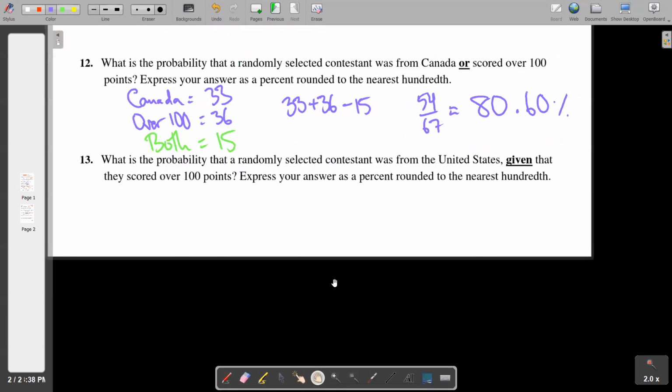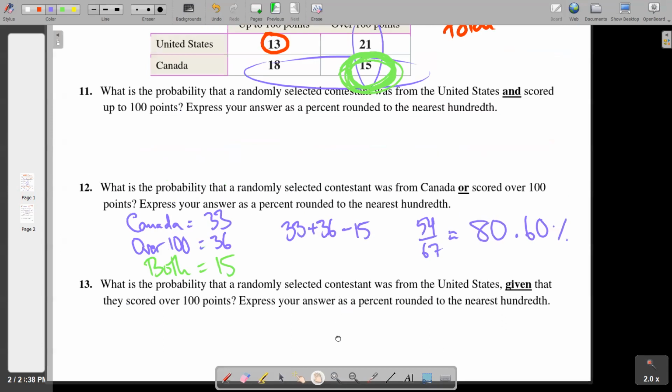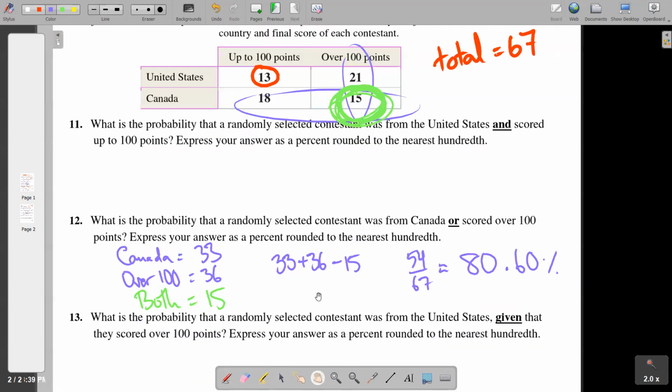And the final problem, and then we'll get out of here, is a given problem. So it says, given that they scored over 100, in fact, let's resume. We almost made it.